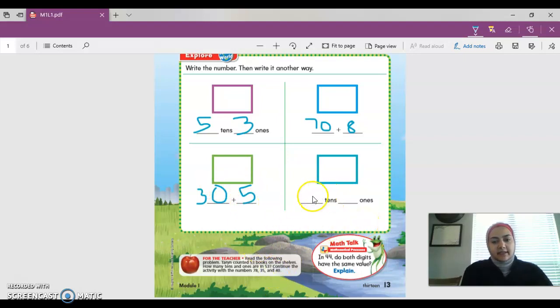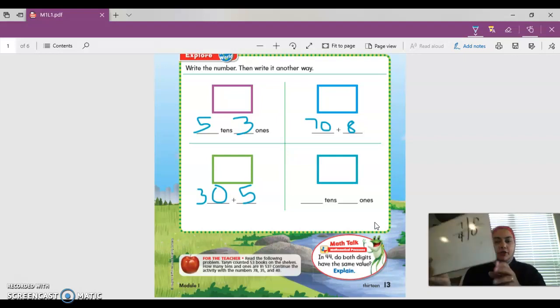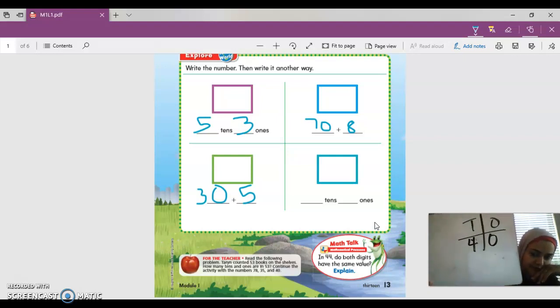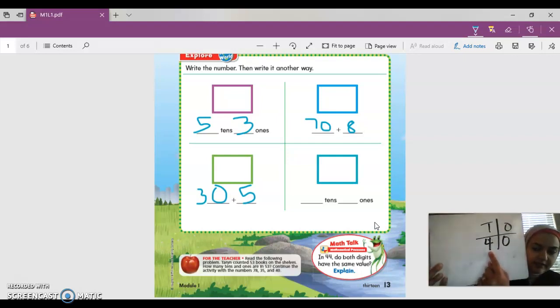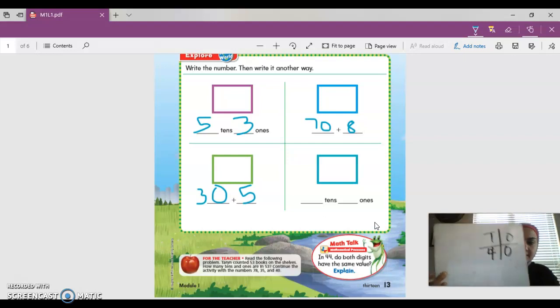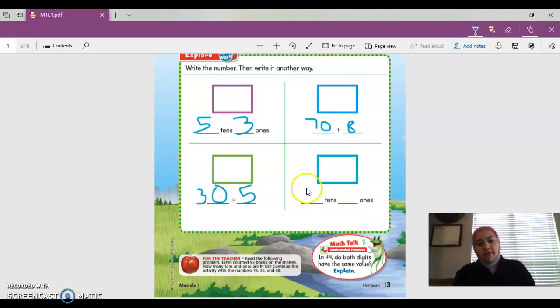Now this one is easy. It's not expanded form. You're just writing how many tens and how many ones. So I'm going to erase my board. And then I have 40. So I'm going to write 40 in my little chart. How many tens are in 40? Let's look here. There are 4 tens in 40 and 0 ones. So I'm going to write 4 tens and 0 ones. There. Should be a piece of cake, right?